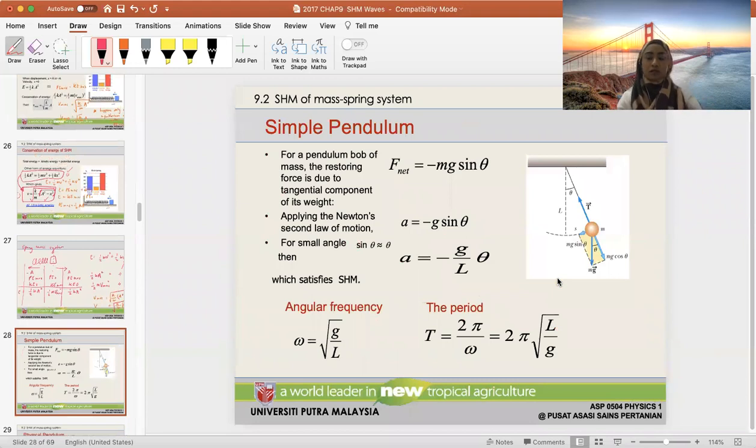Now we are going into simple pendulum. I'm going to give everyone a 7-minute break before we go into simple pendulum. Please come back at 3:08. Okay?